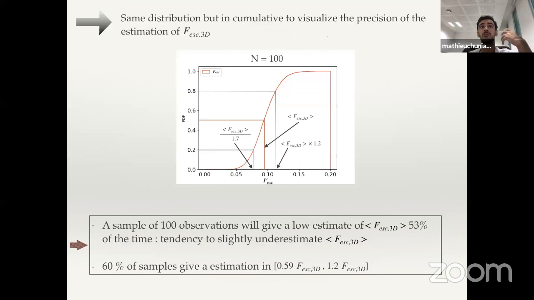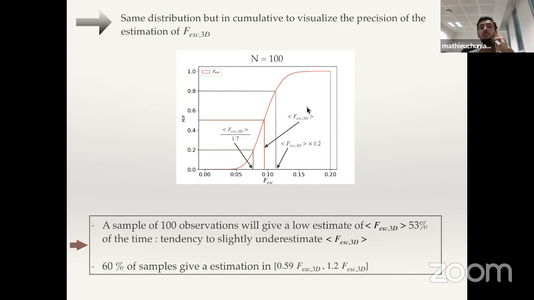But so the question, once you know that, is, okay, I can measure it, but how precisely can I measure this? To illustrate that, I did the same plot, the distribution of FS1D, but in cumulative form, and I represent it here for 100 halos. You can see that, in fact, the measurement is pretty precise. For 100 galaxies, you have a 60% chance to be between 0.6 FS3D, the expected value, the one you want to measure, and 1.2 FS3D.